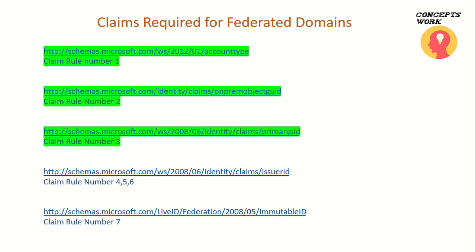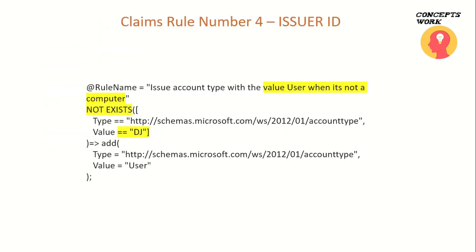Now this will be contributed by three different rules. So let's start off with rule number 4, which says issue account type with value user when it is not a computer. That means what? If a computer comes for authentication, then DJ will be issued, otherwise user will be issued.